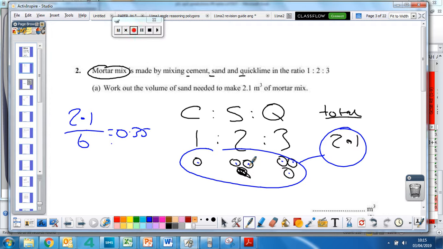They wanted the sand, this bit here, 2 lots of 0.35 cubic meters is 0.7 cubic meters. So we had to recognise it was the whole part they were giving us that was the 2.1. And because it was decimal, we had to be very careful with that.